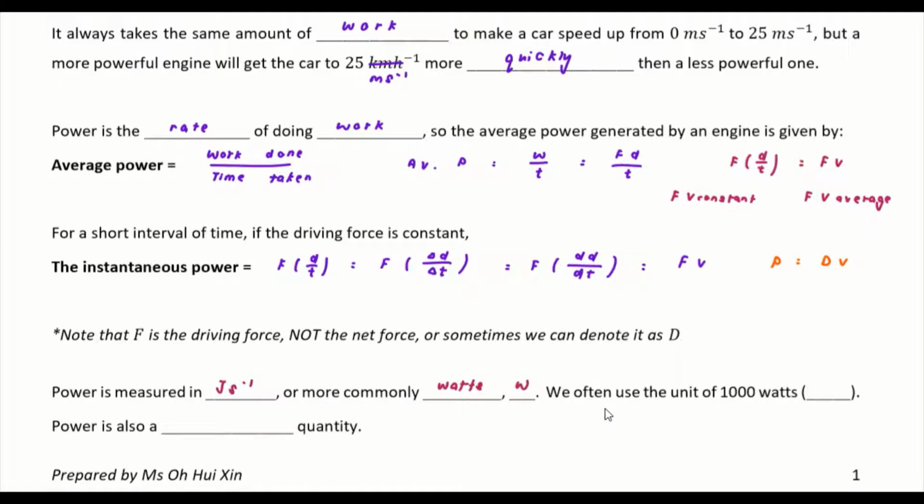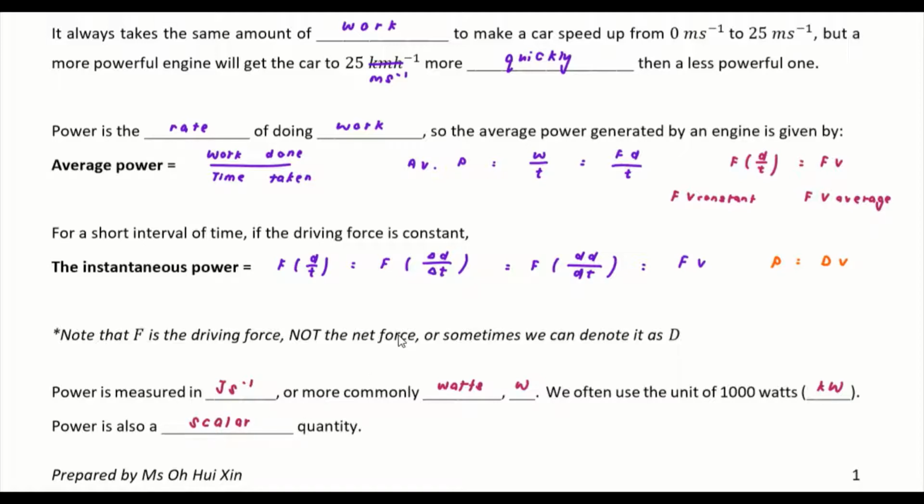Okay, and when you do some of the questions, you'll realize that instead of writing in watts, we'll always write in kilowatts as well. So it's 1,000 watts, so it's kW. Normally the number is quite a big number, so that's why we will try to change it to kW, so the answer doesn't look very long or have quite a number of zeros there. Okay, so the last one, power is also a scalar quantity.